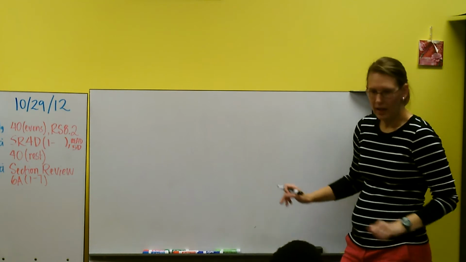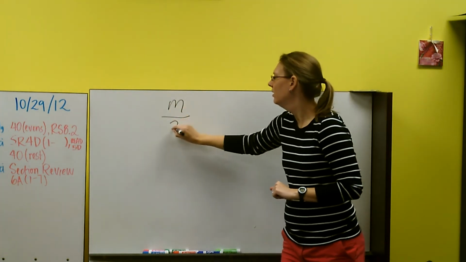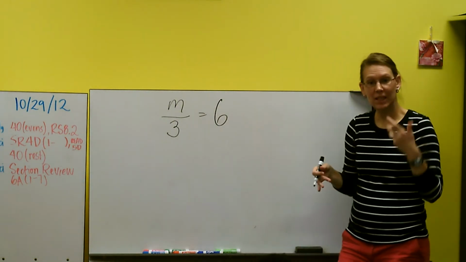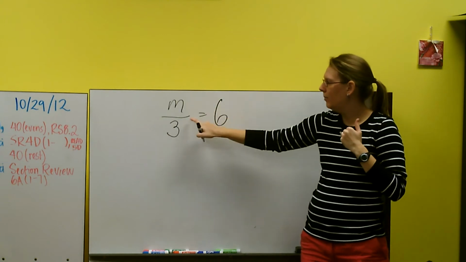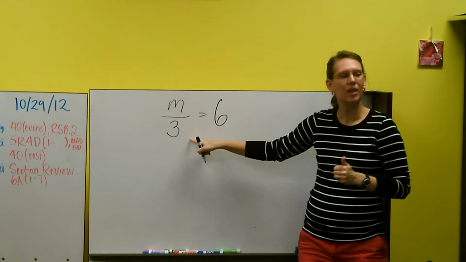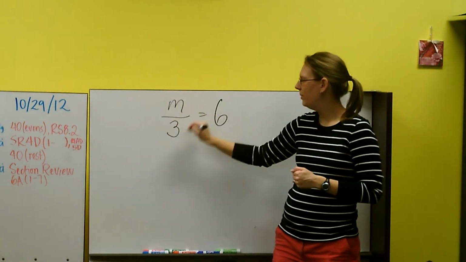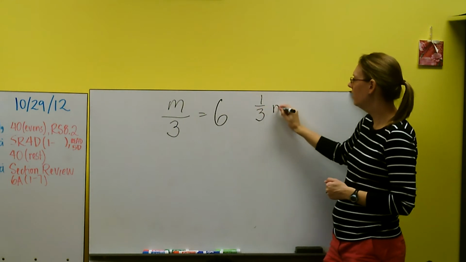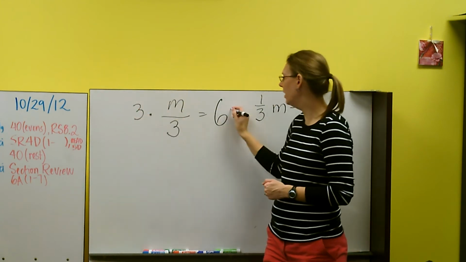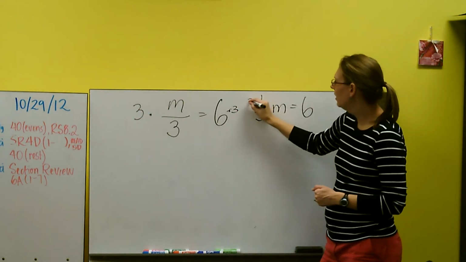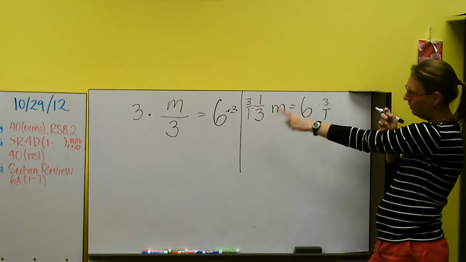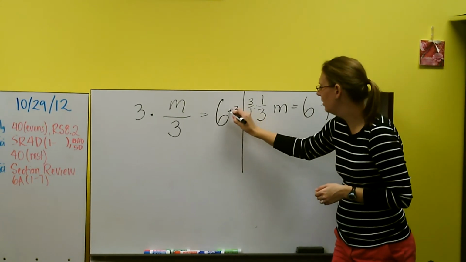Alright. If we have m over 3 equals 6, okay? A little bit different but similar concept. Right now it's saying m divided by something. How do we undo division? Multiplication. So another way that this could be written is 1/3 m equals 6. So I can either multiply by 3, whenever I do one side I do the other, or I can do the reciprocal. Do these mean the same thing?